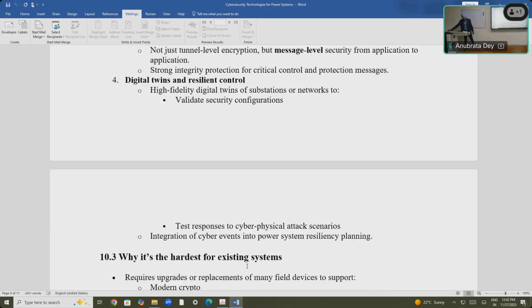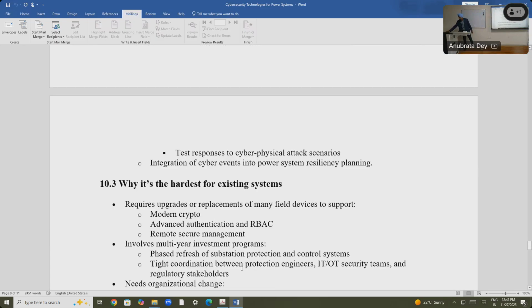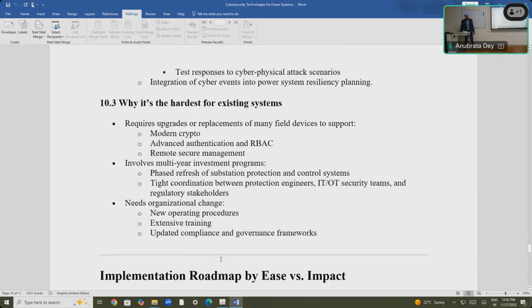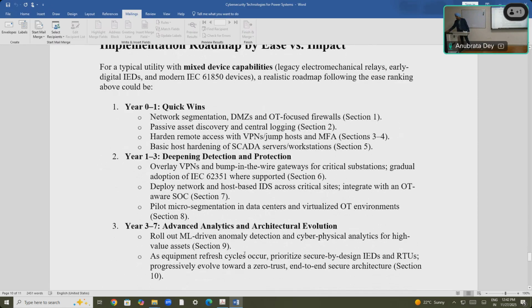This is the hardest one. And those are again some of the reasons, because it will require upgrades or replacement of many devices. It's a multi-year investment, and so, in my opinion, utilities are not going to do that. But those are again the 10 priority levels, in terms of ease of implementation.